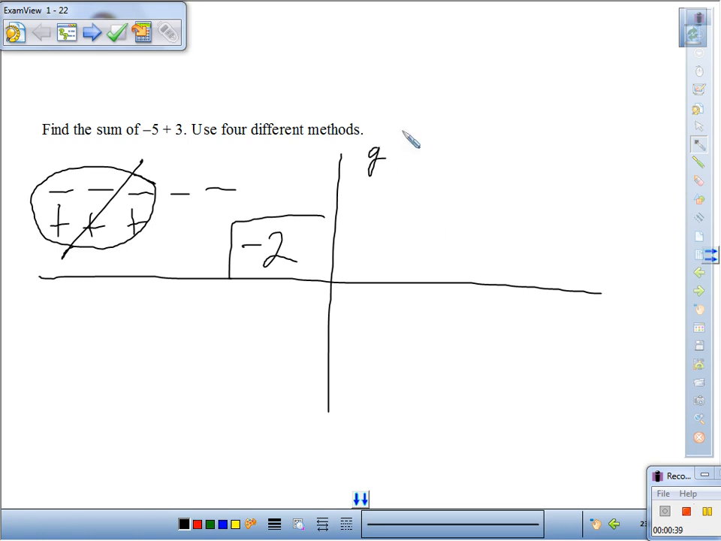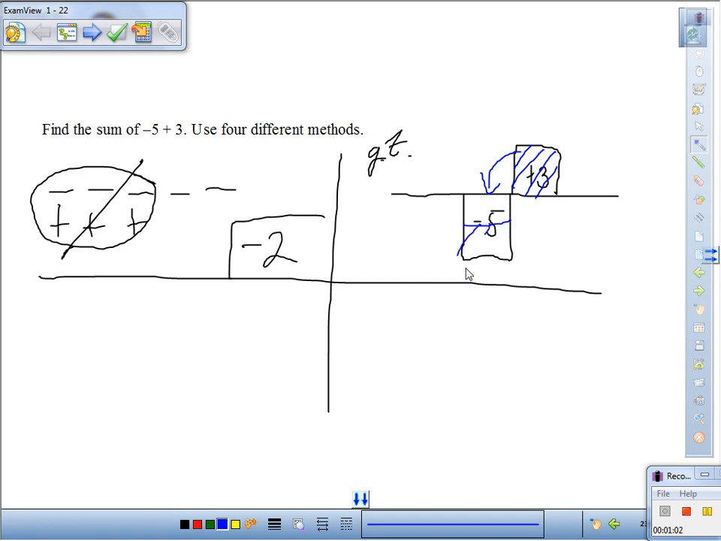Second method, ground 0. You draw your ground. What is the first number? -5. So I dig a hole of -5. Then +3, that's dirt, that's above the ground. 3 feet of dirt. Do these 3 feet fit in here? Yes, the entire thing fits in here, but will it cover the hole? No, it will cover probably up to right there. So that means I have a hole left over, which is of -2.